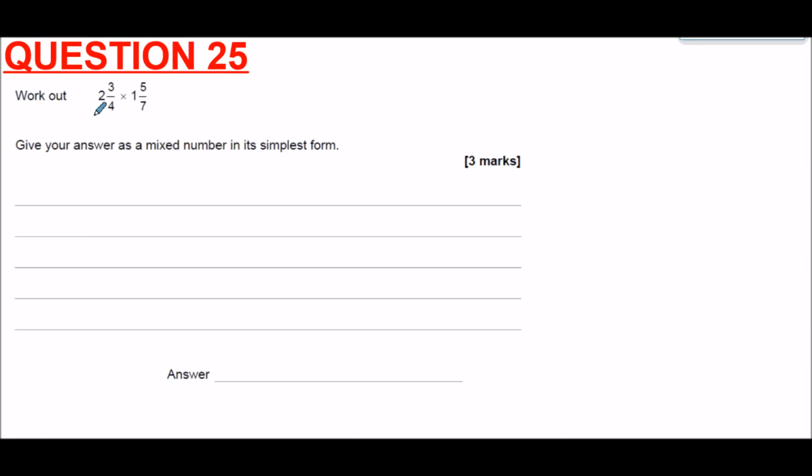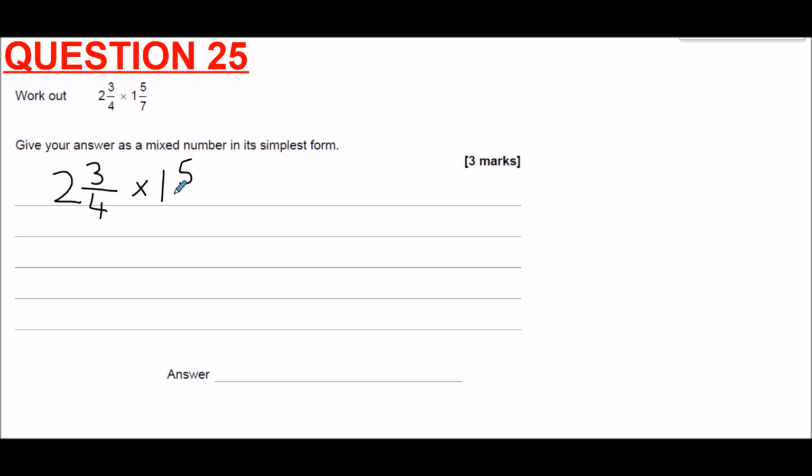Question 25. Work out 2 3/4 multiplied by 1 5/7. Give your answer as a mixed number in its simplest form. So this question here, if ever it asks us for an answer in simplest form, that's a clue that we're going to have to simplify it down at some stage.